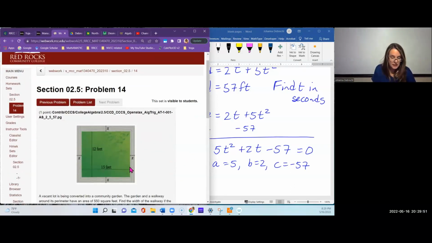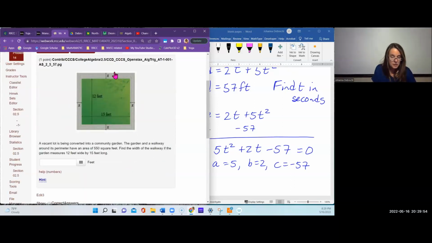In problem number 14, we have a picture up here at the top, which shows a garden on the inside of a vacant lot, which is in green. It's 15 feet wide and 12 feet high or long. This vacant lot is being converted into a community garden. The garden and a walkway around its perimeter have an area of 550 square feet. Find the width of the walkway if the garden measures 12 feet wide by 15 feet long. Okay, well, the gray is the walkway or sidewalk around the vacant lot.